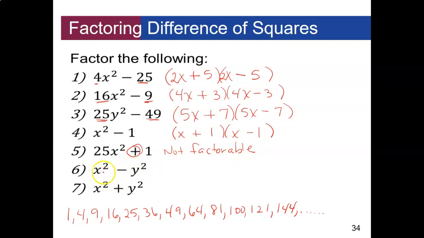This one we've got 2 perfect squares, so in the first one, the first term is going to be an x in both parentheses, and the second term is going to be a y because that's what we square to get y squared. We'll have a plus and a minus. And then here we have a plus sign, so this one is again not factorable.